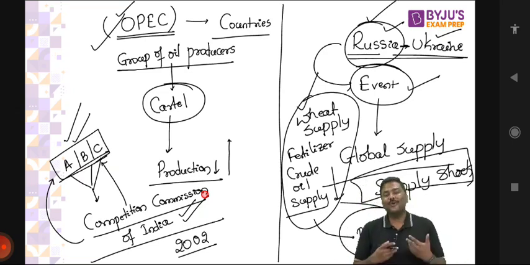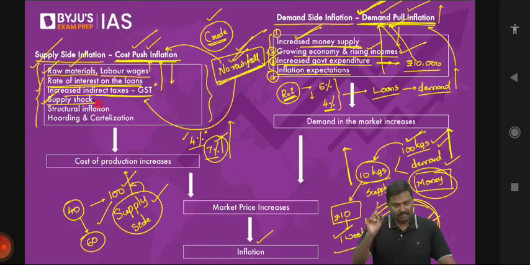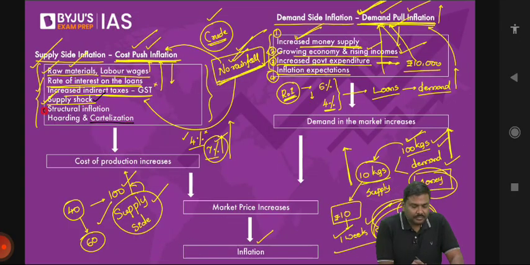How? Please understand, follow the basics. So supply shock inflation, I've taken care of it. The cartelization also I have taken care of. Let me go to structural inflation now.